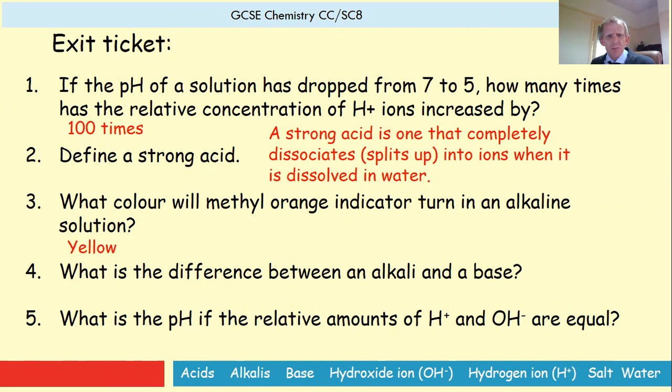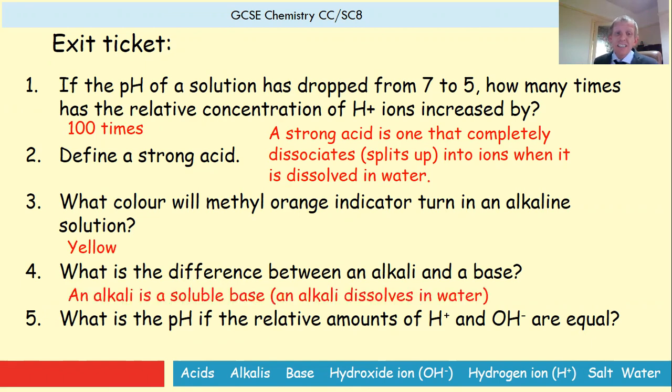What is the difference between an alkali and a base? Now, there is a very subtle difference, and that is an alkali is a soluble base. So an alkali is a type of base, and it is a type of base that will dissolve in water. So that's the difference between an alkali and a base. An alkali is a base, it's a type of base, it's a soluble base that will dissolve in water.